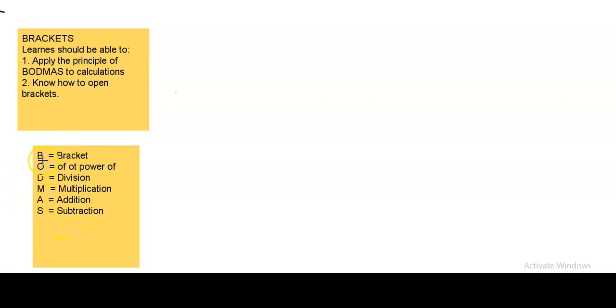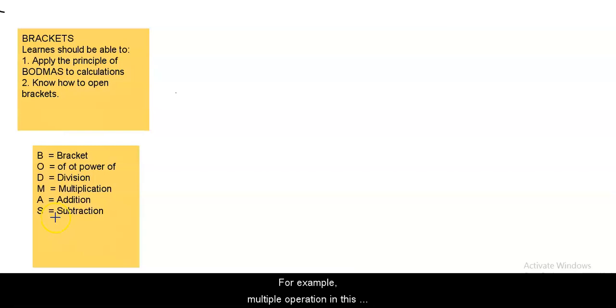BODMAS. B stands for bracket. O stands for off or power off. D stands for division. M is multiplication. A is addition. S is subtraction. But what does this mean? BODMAS is simply the order of execution of solutions to mathematical problems involving multiple operations.